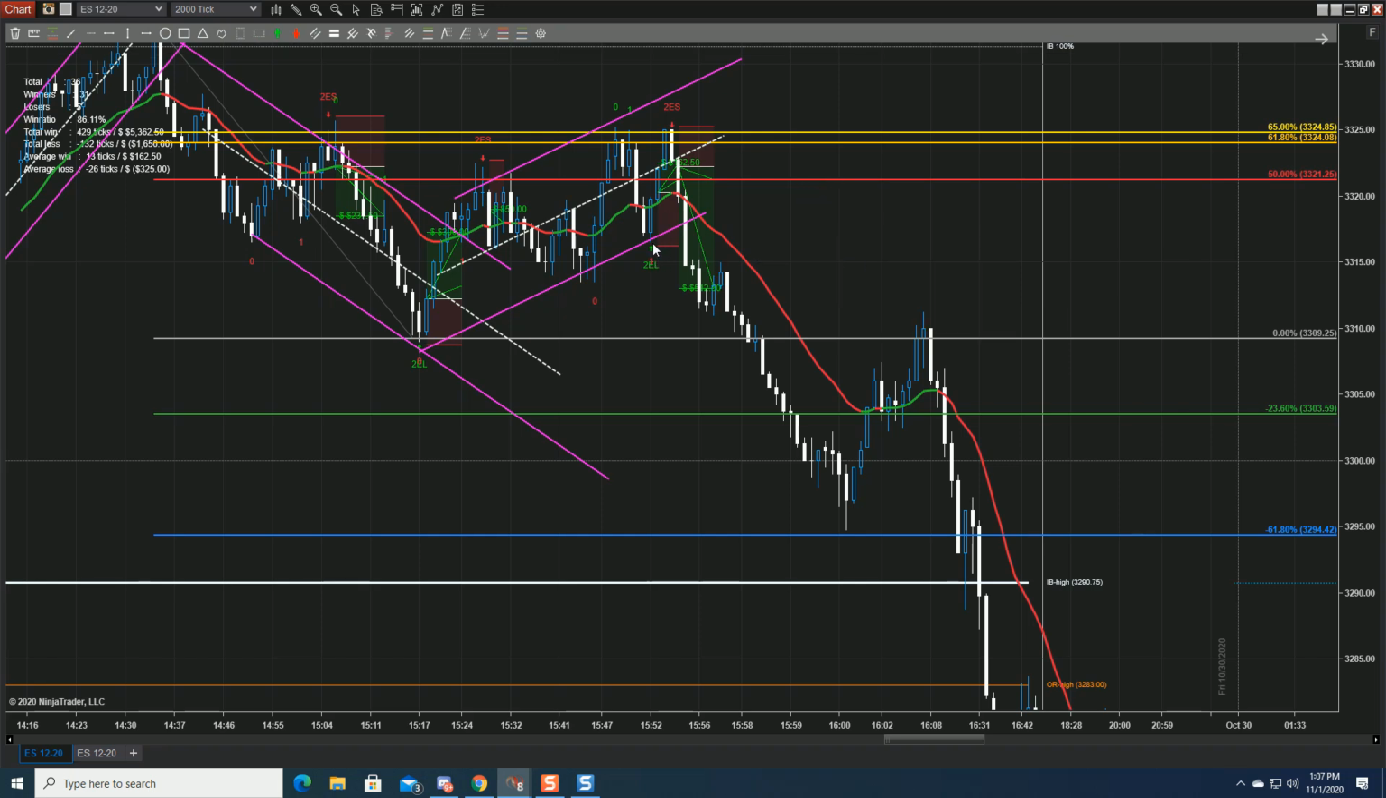Here's the entry at the break of this bar. We go long, right? We get our 4 ticks, and then the runner gets stopped out, so you get 62.50 on that one. But now we've got the same thing coming back the other direction.